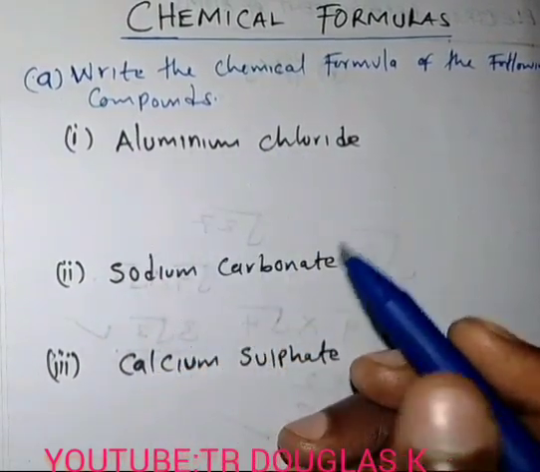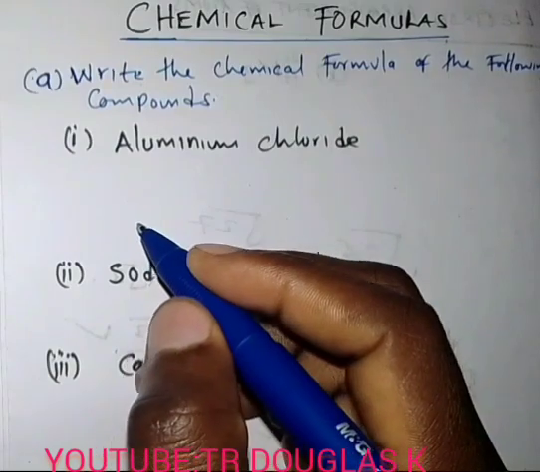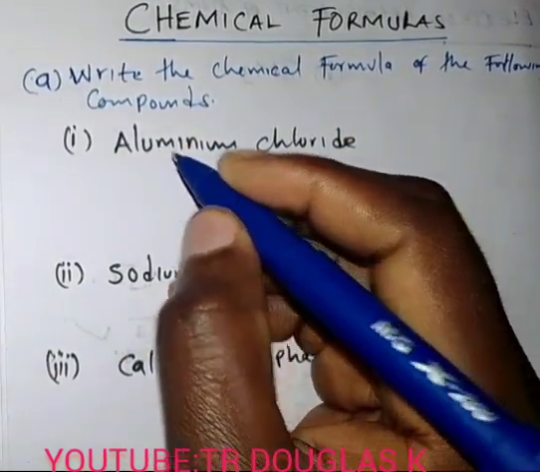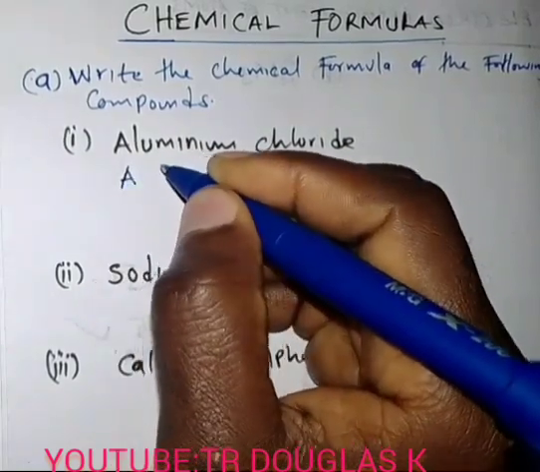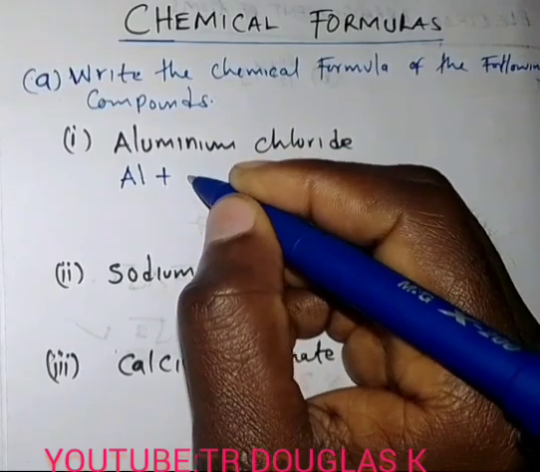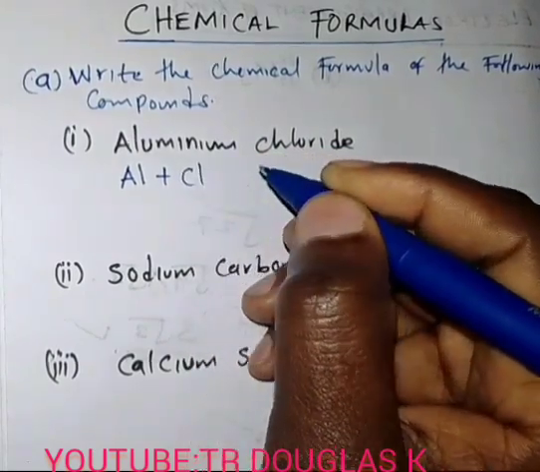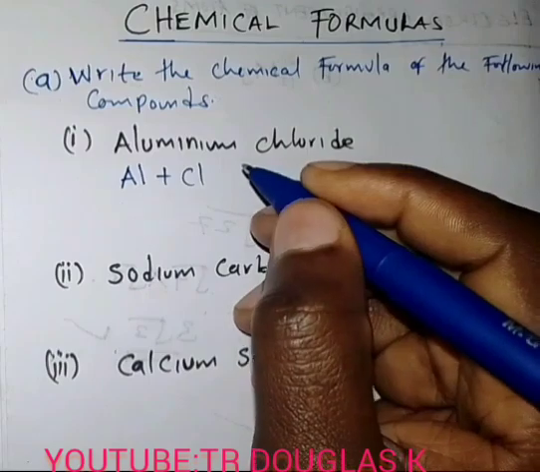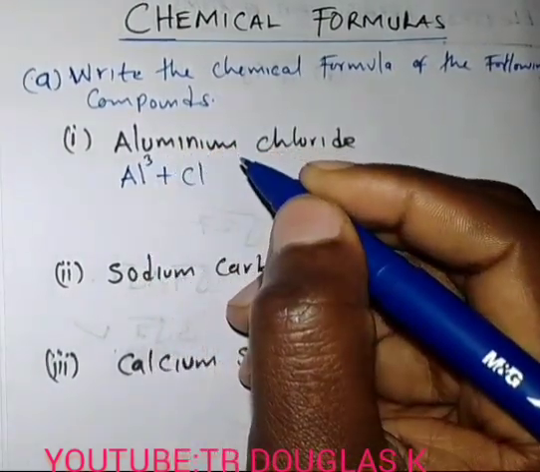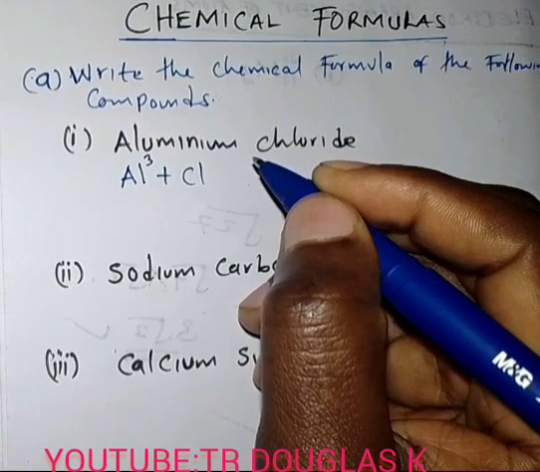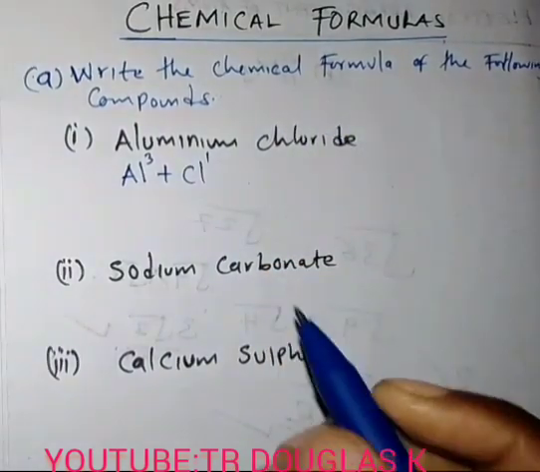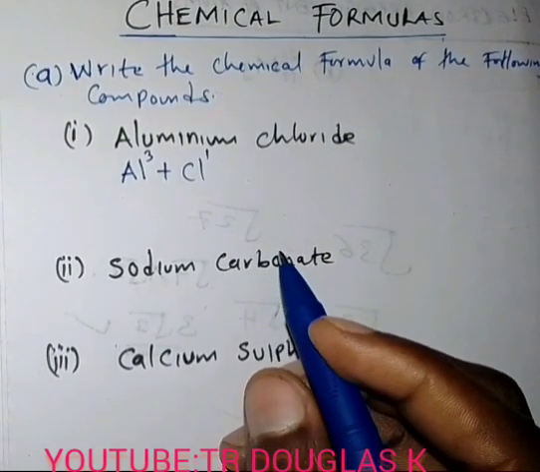So aluminium chloride. For aluminium chloride to be formed, there must be a reaction between aluminium and chlorine. What we know is that the chemical symbol for aluminium is Al, and the chemical symbol for chlorine is Cl. So let us now look at the valency number. Aluminium, since it is a group 3 element, has a valency number of 3. Chlorine is a group 7 element and it has a valency number of 1.